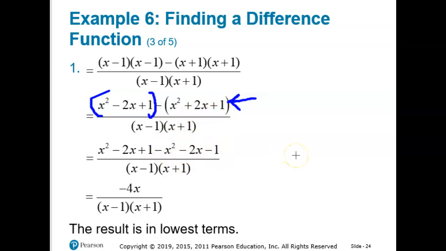Now you can combine like terms. X squared minus x squared, they're gone. Negative 2x and negative 2x is a negative 4x. 1 and a negative 1 are 0, so they're gone. So we end up with a result in the lowest terms. And that is how you subtract rational functions.